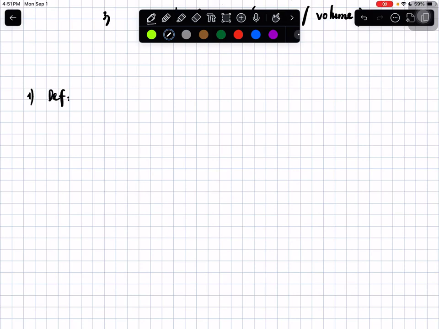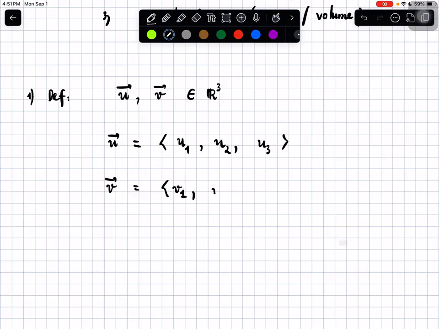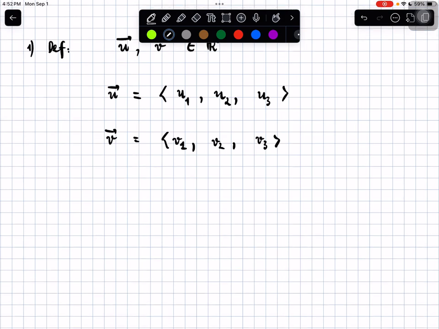You will learn about the definition of the cross product. Say we have two vectors u and v. They are both in R3, so vectors u and v both have three components. Say u is (u1, u2, u3) and v is (v1, v2, v3). Then the cross product u cross v is another vector, and it can be computed as follows.